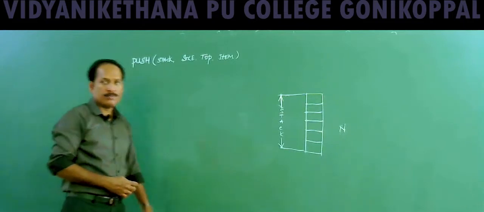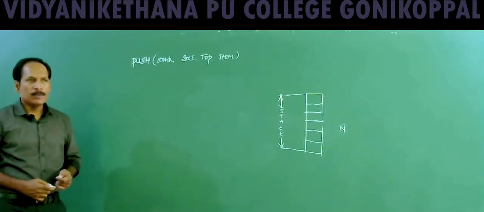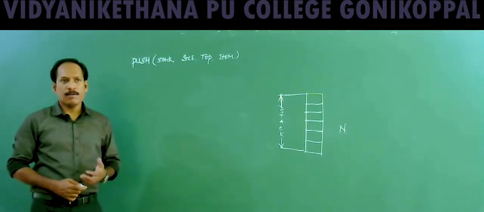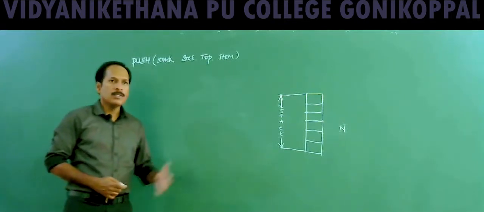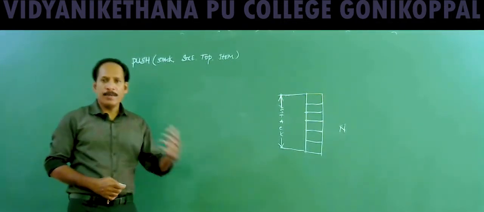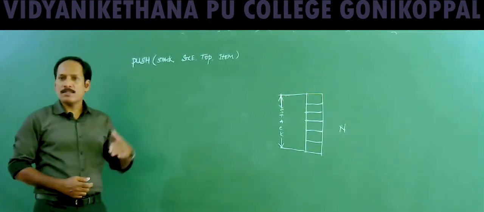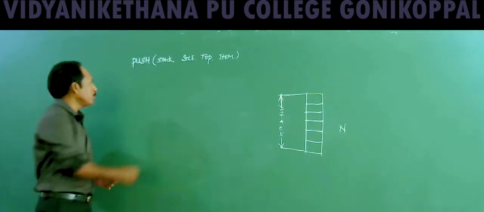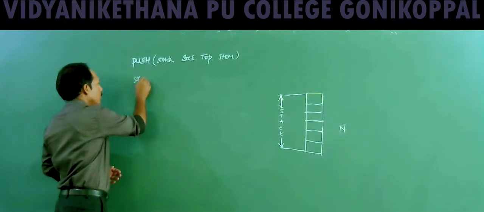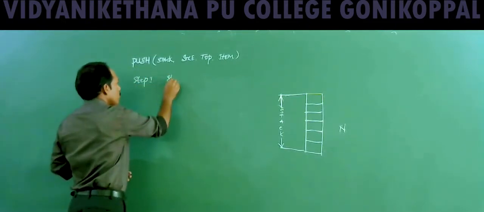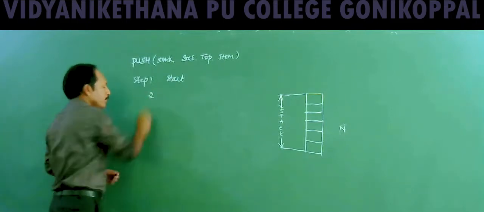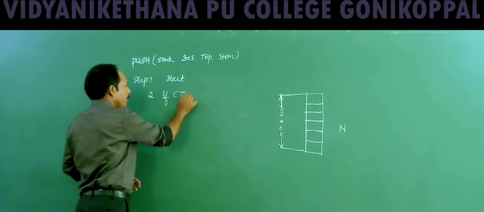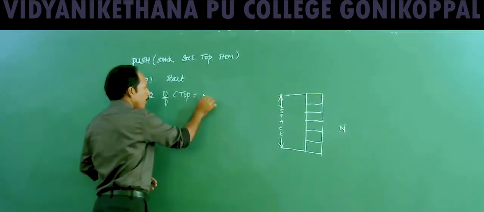Otherwise, we have to insert. So whenever we perform a push operation on a stack, the first step is to check whether the stack is full or not. How do you check? Look at the top pointer. If the top pointer is pointing to the upper bound, that is n minus 1, because I have taken n as the number of elements in the stack. So let me write the algorithm as usual. Step 1, start. Step 2, now let me check. First, if top pointer is equal to n minus 1.